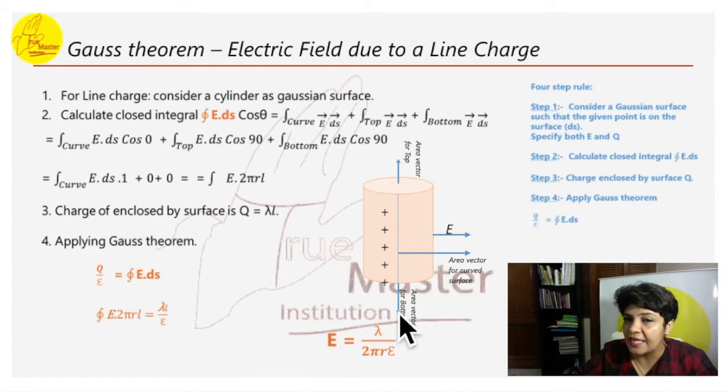Now step 3, the charge enclosed by the surface is q. So for a line, we are going to take q as lambda L. Step 4 is applying Gauss theorem. The formula is q by epsilon naught equals E dot ds. Here we have already found out that E dot ds is E dot 2 pi r L. We are going to replace it in the formula. Q by epsilon naught, the value for q is lambda L by step 3, so we write lambda L by epsilon naught. Keeping E on one side, we can rewrite this formula as E is equal to lambda by 2 pi r epsilon naught. So you can note down this formula as well.